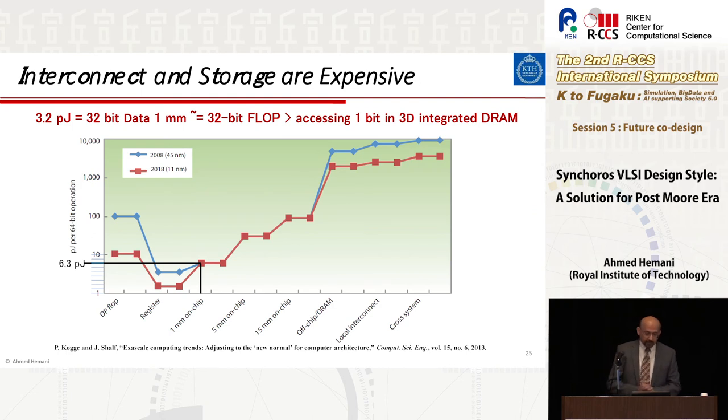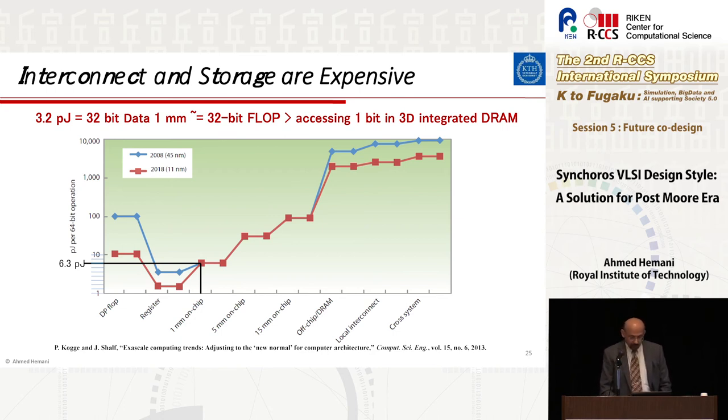Now, what is the next challenge? The next challenge is the wires, because wires are very expensive. Everyone talks about it, everyone knows about it. What can we do about it? The key conclusion here is that moving data by 1 millimeter is equivalent to doing a single precision floating point operation. And accessing just a single bit from a custom 3D integrated DRAM on chip, I'm not even going off chip, one bit access is equal to a 32-bit floating point operation. And this is a challenge that we need to address.